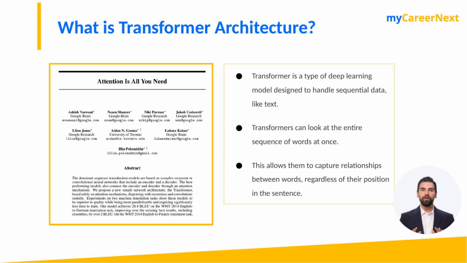At its core, the transformer is a type of deep learning model designed to handle sequential data, like text. The transformer was introduced in a 2017 paper titled Attention is All You Need by Vaswani et al., before it became the foundation for most modern NLP models. What makes transformers unique is their self-attention mechanism. This means that instead of processing words one by one in sequence, like older models such as LSTMs or GRUs, transformers can look at the entire sequence of words at once. This allows them to capture relationships between words, regardless of their position in the sentence.